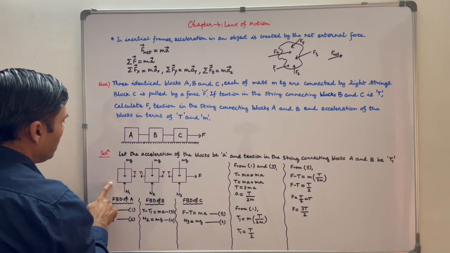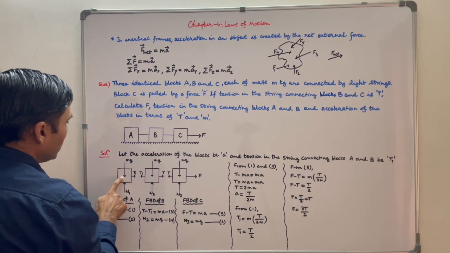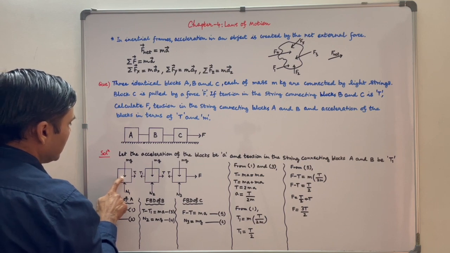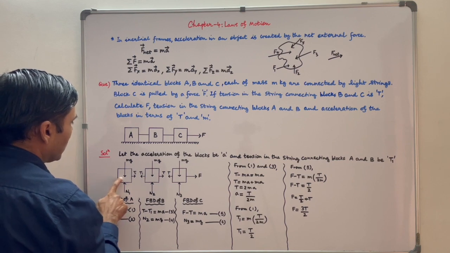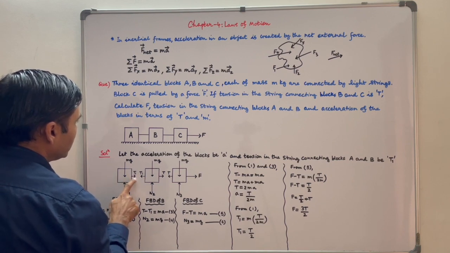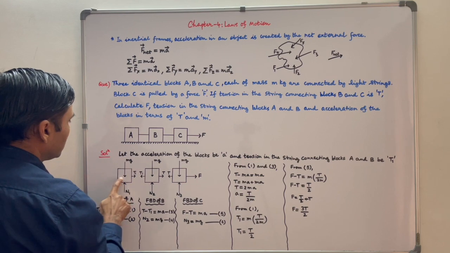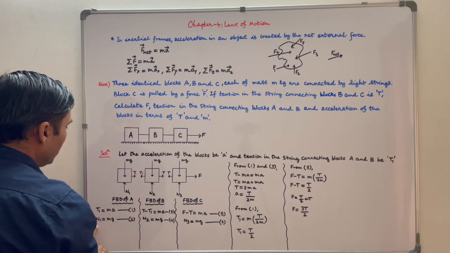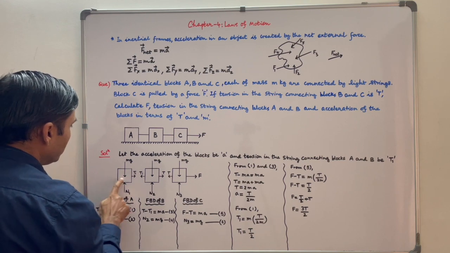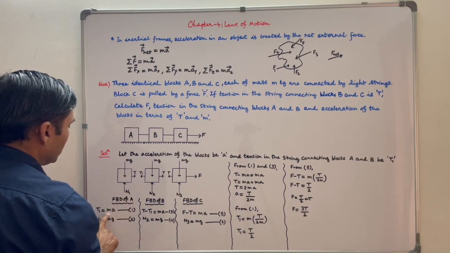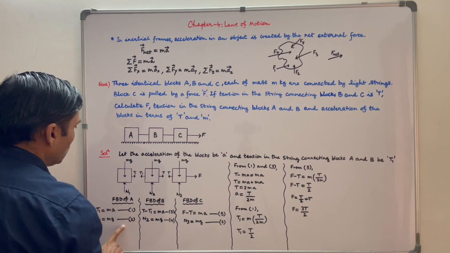This is FBD of block A. Weight of this block is mg, that acts at its geometrical center. N1 is normal reaction by the floor on this block. Tension T1 is created by this string on this block. So N1 is equal to mg and T1 is equal to mass of this block into acceleration of this block. So this is equation 1 and this is equation 2.